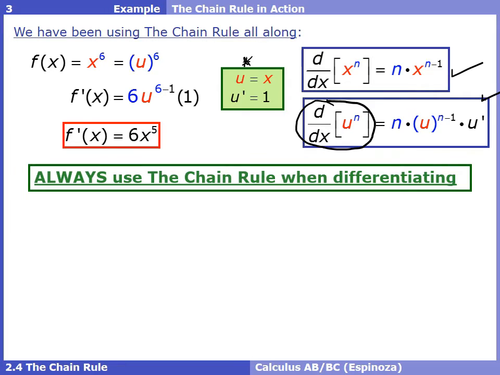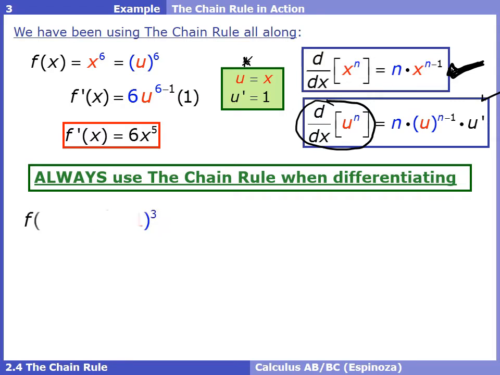Because the point is this, we need to always use the chain rule when we're taking derivatives. It's just in cases when we have a plain x to a power, we don't need to really use the chain rule because we know we're going to end up multiplying by 1 at the end. So we can just take the derivative like we did since 2.2 and again use our regular power rule.